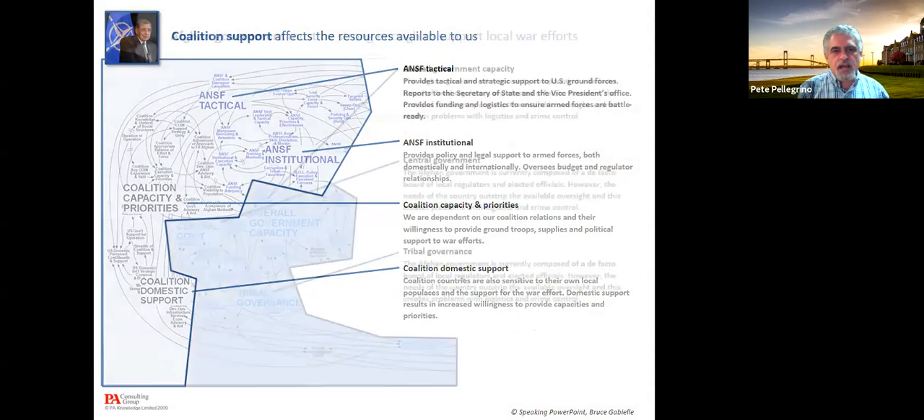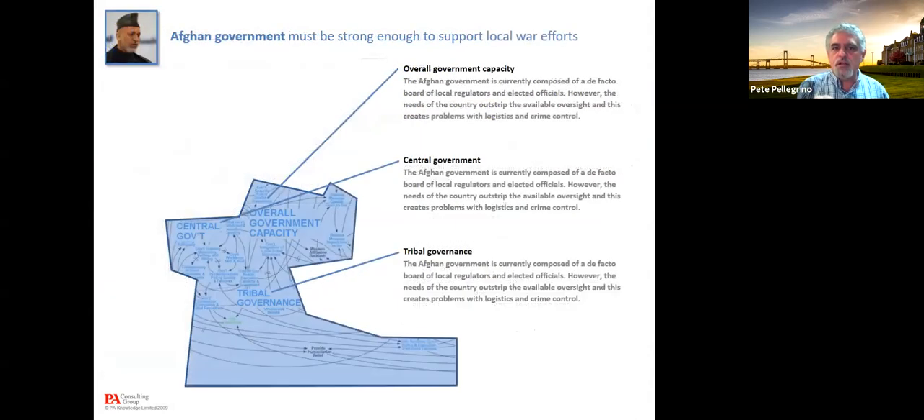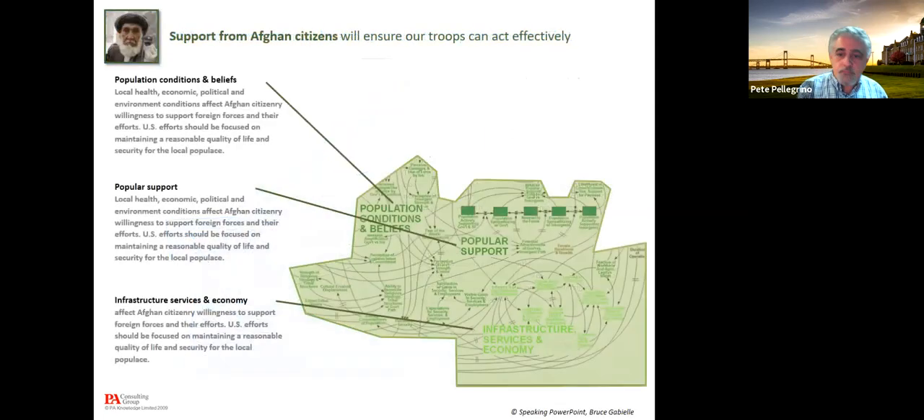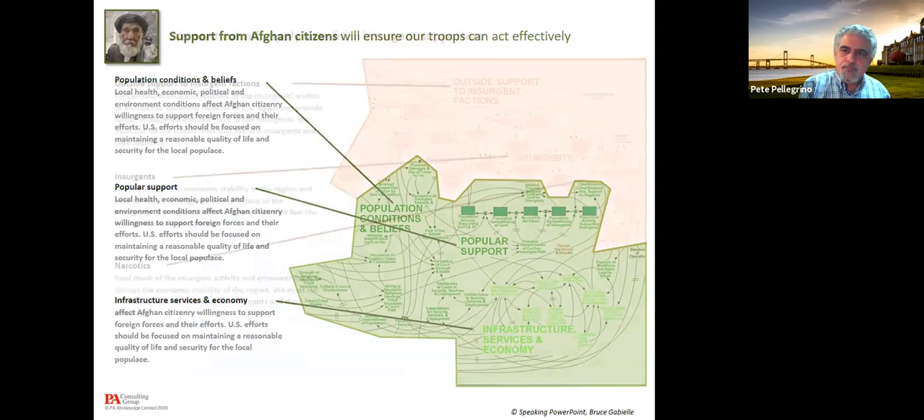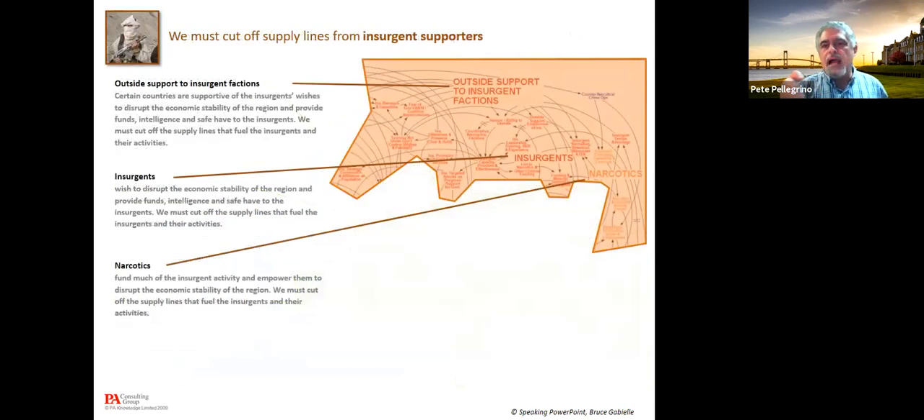Then he swings and says, now we could have looked at another portion and focused on the Afghan government and the key nodes within this region that represent the important relationships as it relates to the Afghan government and its support to the war efforts. Then we've got the broader popular support. What are its key nodes? How do those relate? And finally, what about the outside support and insurgencies and how are they impacting things and the flow of narcotics and how that was funding stuff?